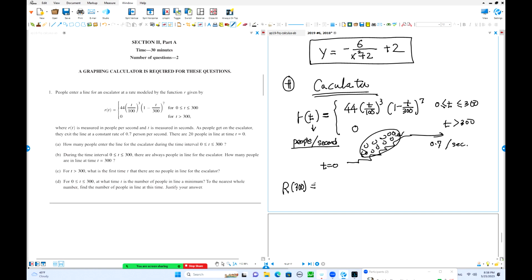Get in the line. How many people between 0 and 300? You take the integration of 44 times (t over 100) cubed times (1 minus t over 300) to the 7th, dt. When you sum this rate between 0 and 300, how many total people get in the line? So we're going to use our calculator.